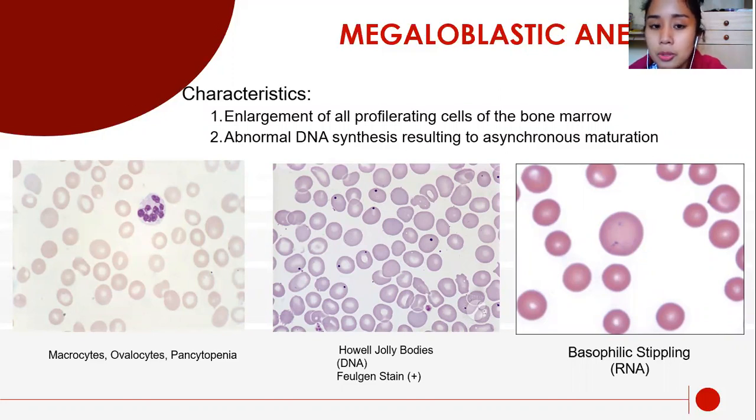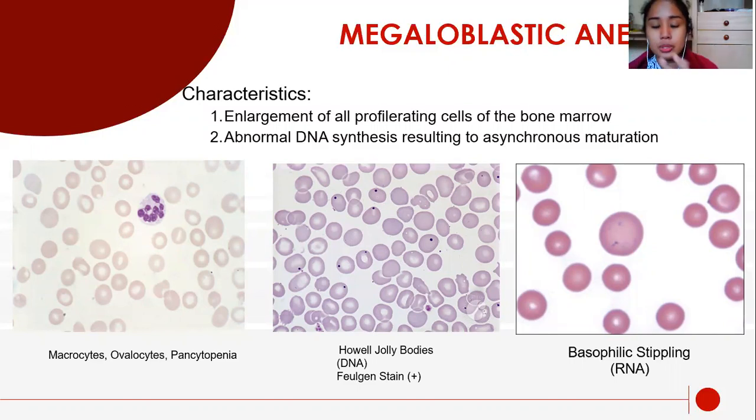So, ayun, kailangan sila sa thymine. Yan. So, ba't malaki? There is asynchronous maturation. So, normally, the maturation, dapat lumiliit. But since there's abnormality in its maturation, it becomes big. It is slower in its maturation. Mabagal na maliit, malaki pa eh.